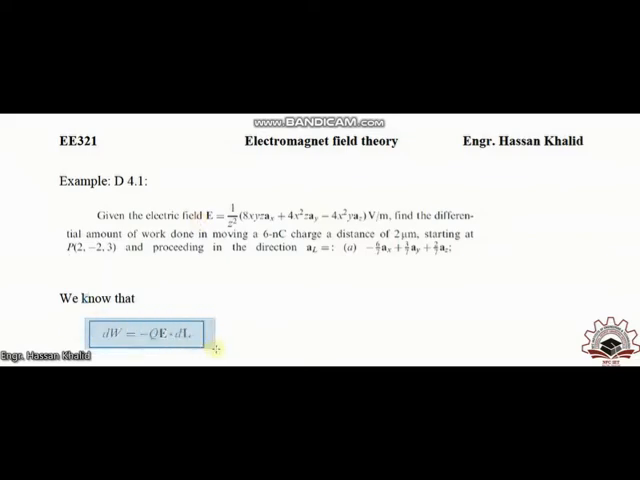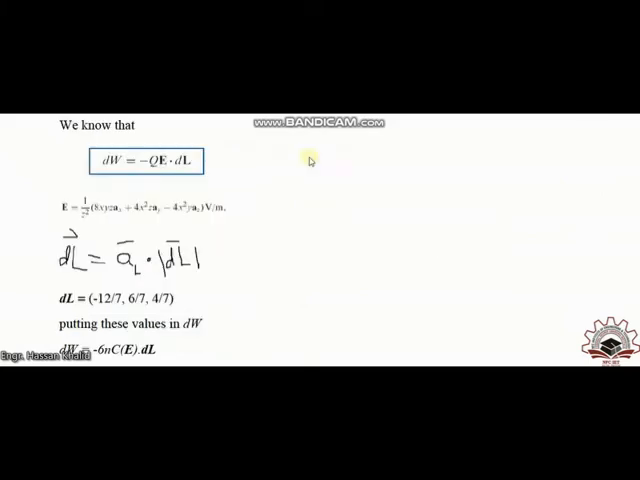From the equation illustrated above, dW is equal to minus Q E dot dL. We know the value of Q, which is 6 nanocoulomb. We have been given E by this function, and we have been asked to find dL in the direction of aL. So we can transform our dL in that direction.